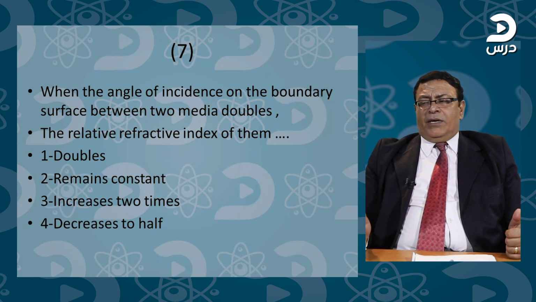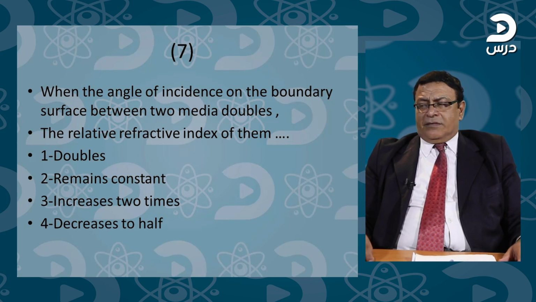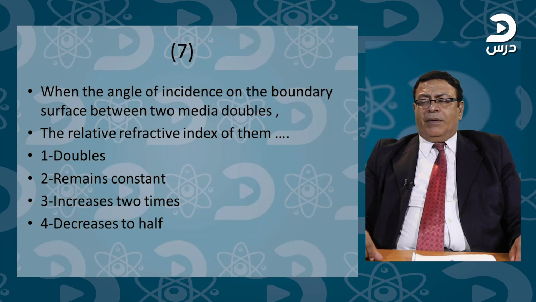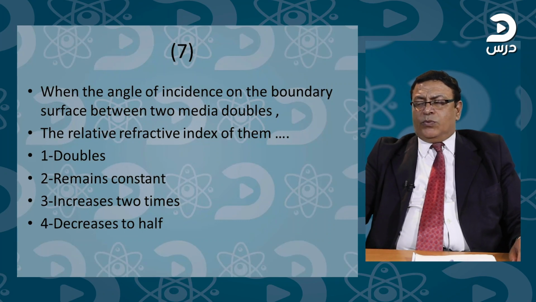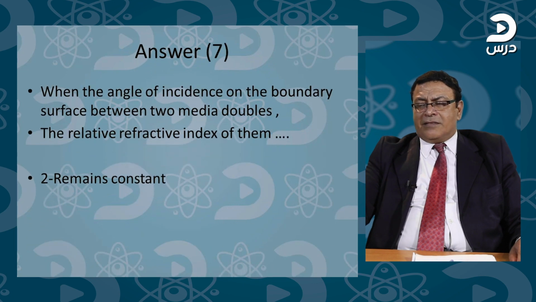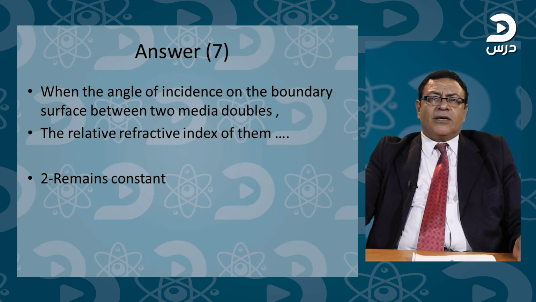Question number 7 هنا بيقول لي when the angle of incident on bound surface between two medium، لو الانجل اوف انسيدنت دي كانت دبل، طب الريفراكتيف اندكس هتبقى دبل ولا هتبقى ريمين كونستانت ولا انكريز تو تايمز ولا ديكريز تو هاف؟ طبعا الانسرز ريمين كونستانت لان الريفراكتيف اندكس از كونستانت.